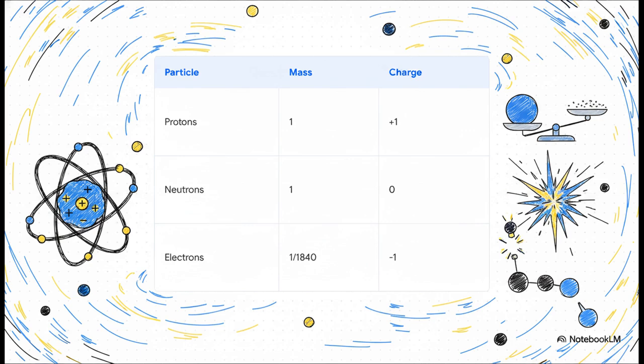Sharing that tight space in the nucleus are the neutrons. They also have a relative mass of 1, but just like their name suggests, they are completely neutral, charge of 0. But out in the energy levels, the ones orbiting that nucleus, that's where we find the electrons. They carry a -1 charge, but their relative mass is just 1/1840. That mass is so incredibly, bizarrely tiny that we consider it entirely negligible when calculating the total mass of an atom. Simply put, the nucleus brings the weight, but the electrons bring the chemical action.